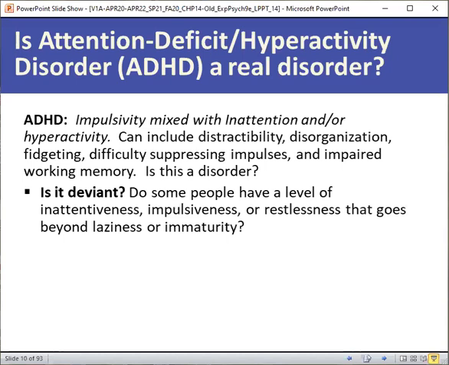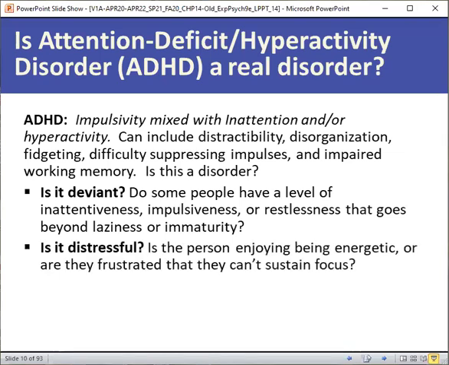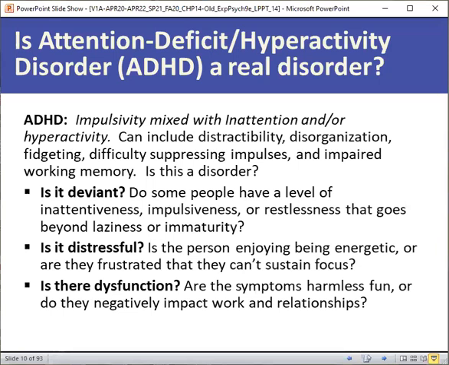Do some people have a level of inattentiveness, impulsiveness, or restlessness that goes beyond laziness or immaturity? That's the question. Is it distressful? Is the person enjoying being energetic, or are they frustrated that they can't sustain focus? So this is a key thing, and one of the reasons why we'll see how people think about ADHD today. Is there a dysfunction? Are the symptoms harmless fun, or do they negatively impact work and relationships? Okay, the answer to all three questions is yes.